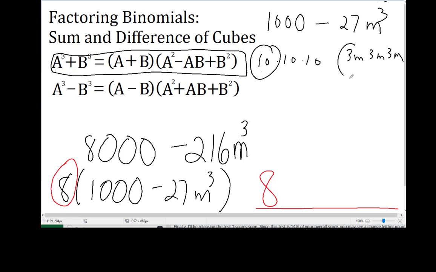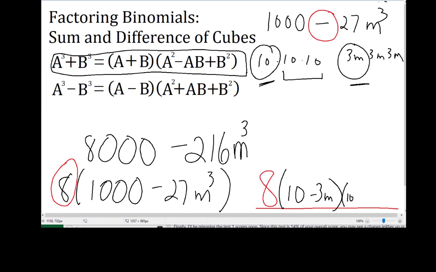That's my A, that's my B. So it's 10 minus 3m. Because I take a 1 of each with the same sign as the problem, which is a minus. Then for the front, that's A squared, 10 times 10, that's 100. For the back, 3m times 3m, 9m squared. And for the middle, a 10 times a 3 and an m is a 30m.